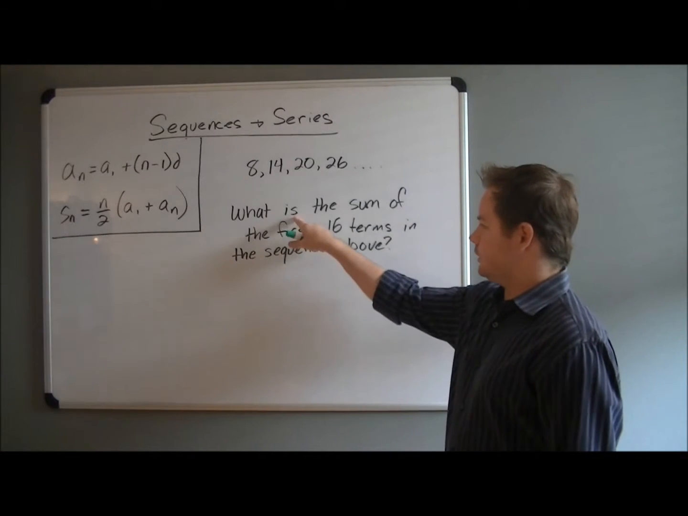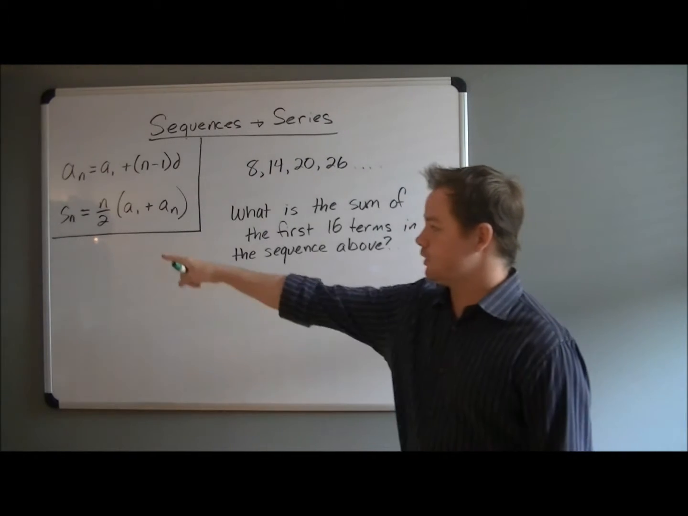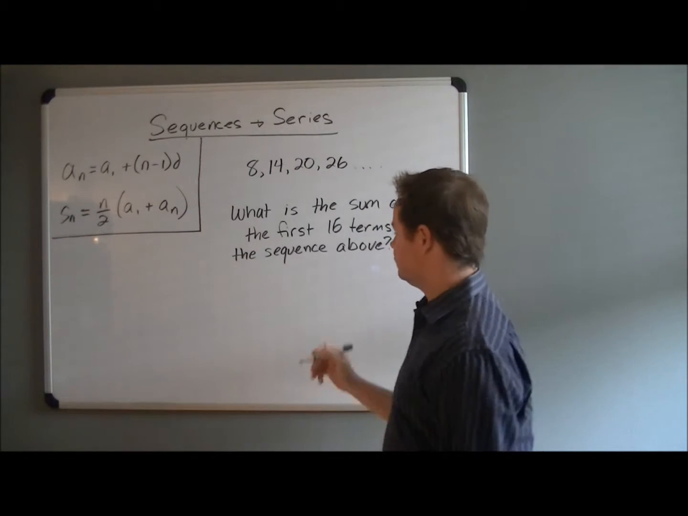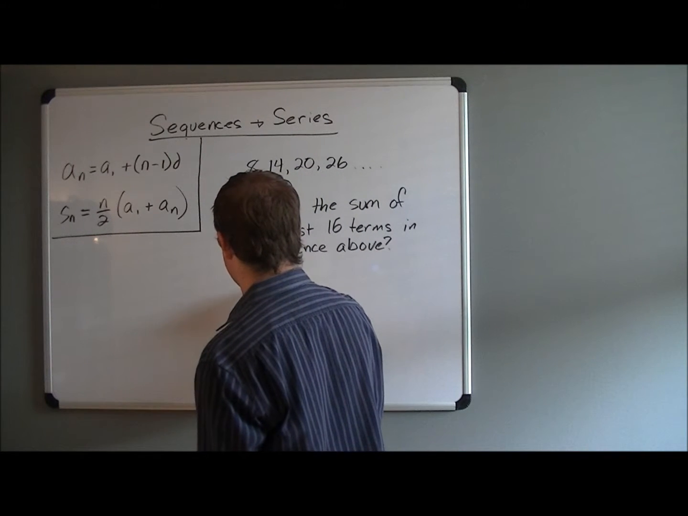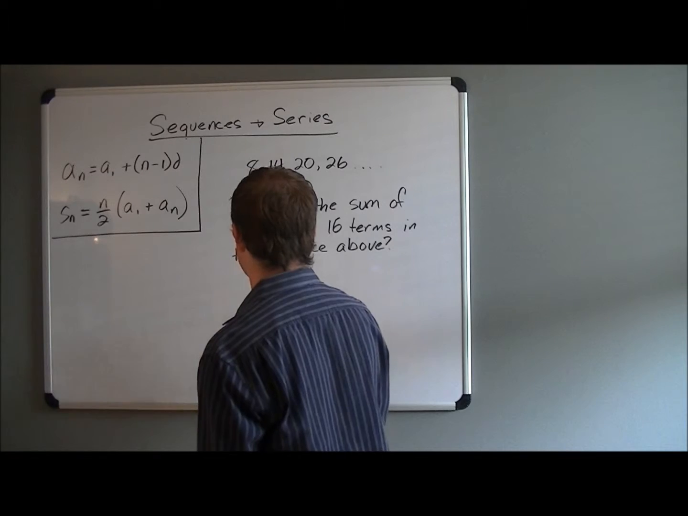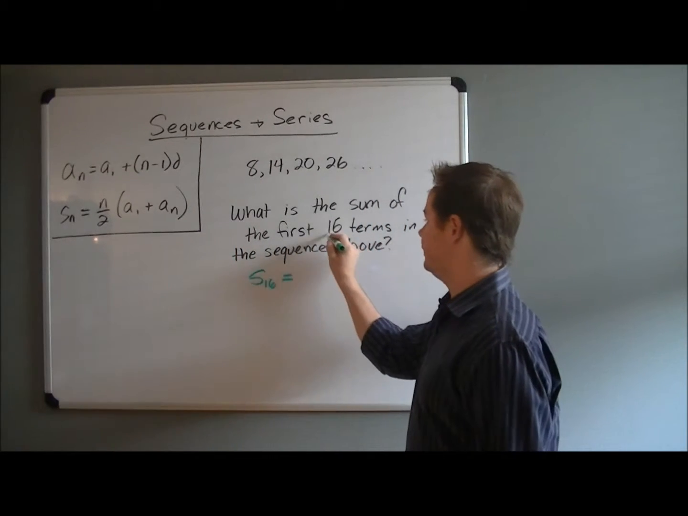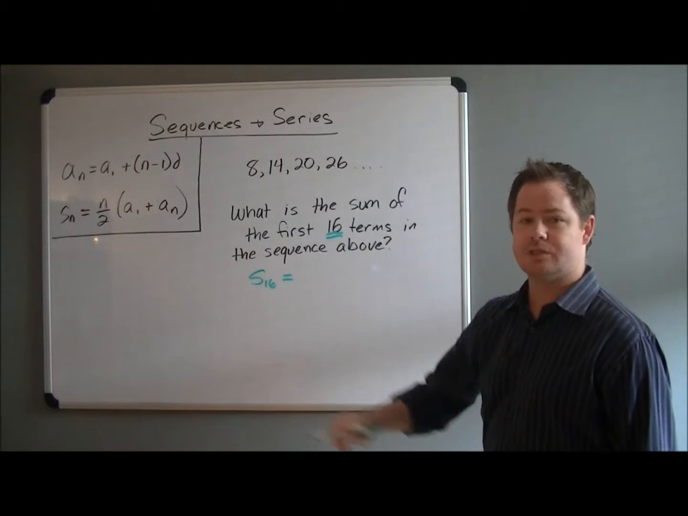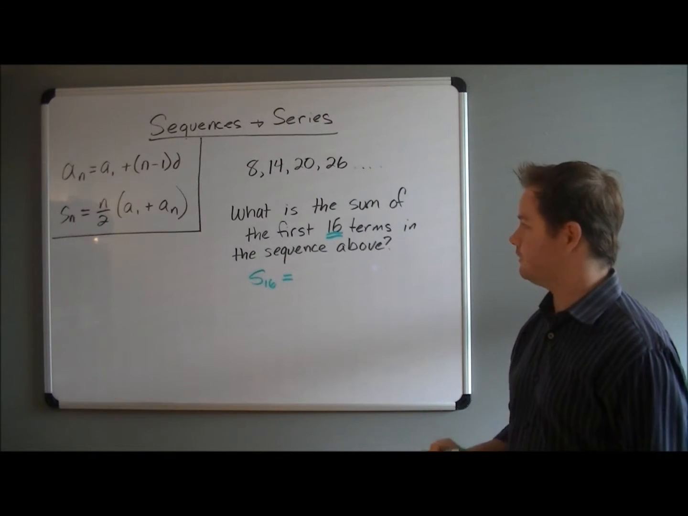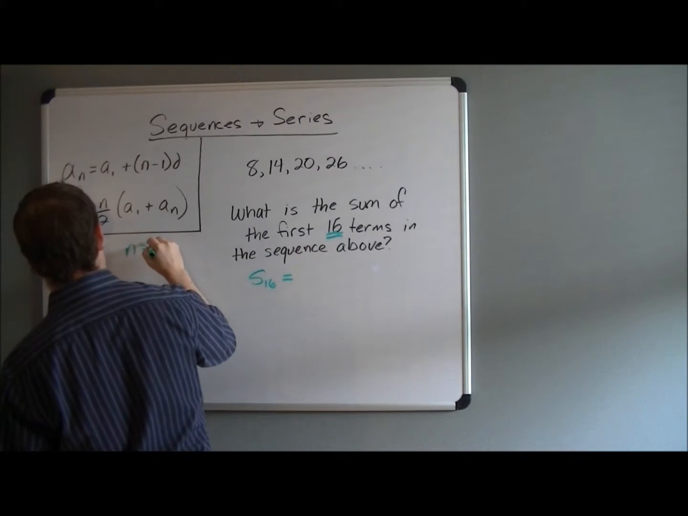So in the question, they want to know what is the sum. So off the bat, we know that we're looking for S. We're looking for the sum of this sequence. And since they say the sum of the first 16 terms, that means our value for n will be 16. So I'm just going to list some of the values that we know over to the left, and we'll work with them as needed. So right now we know that n equals 16 for this problem.